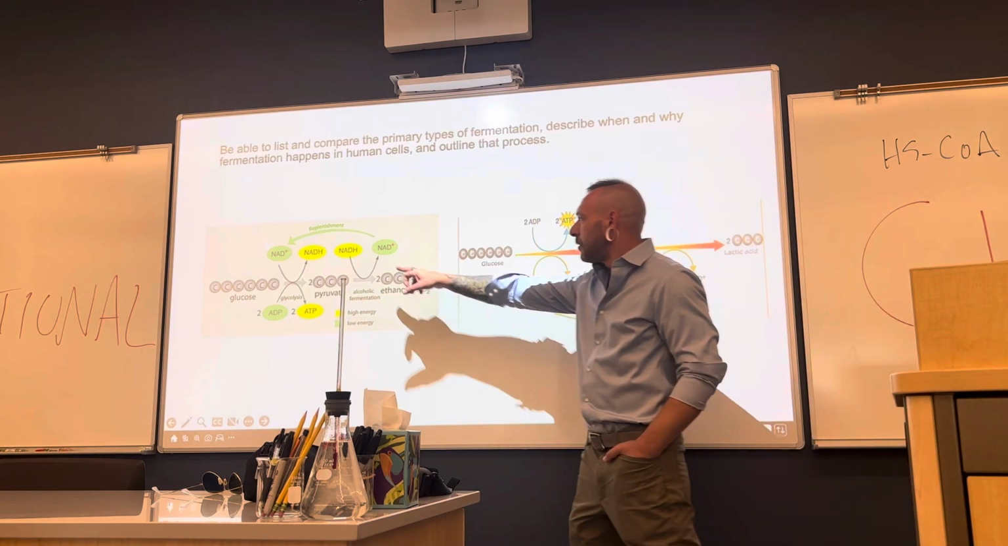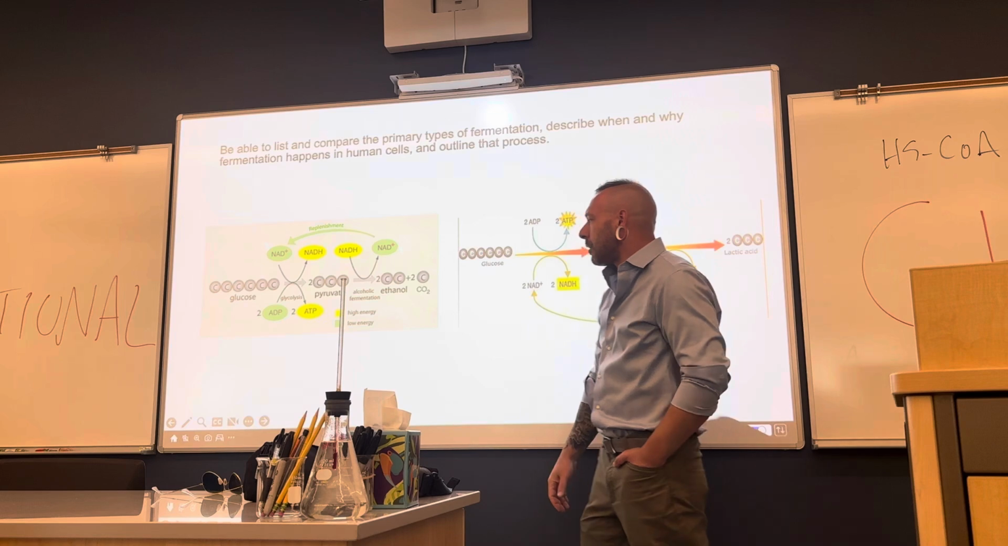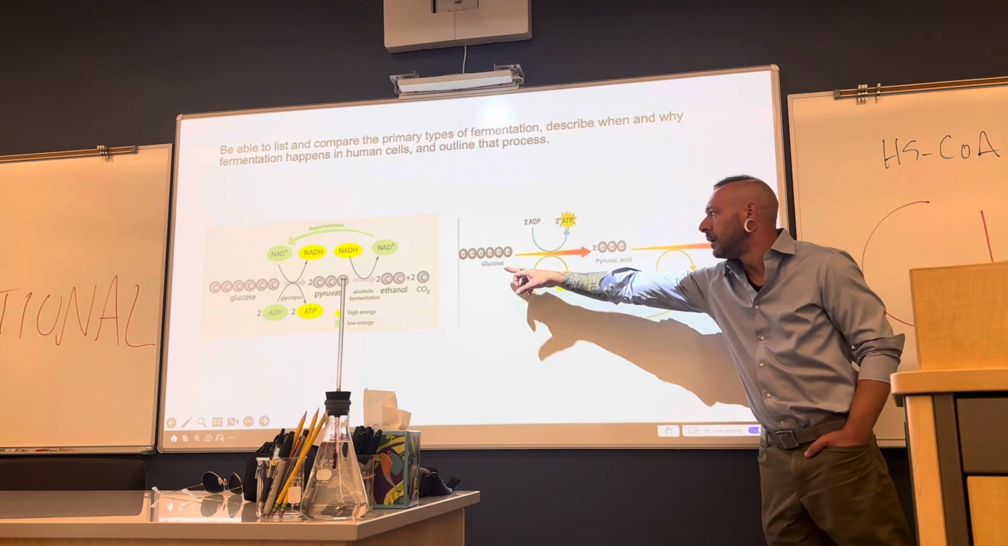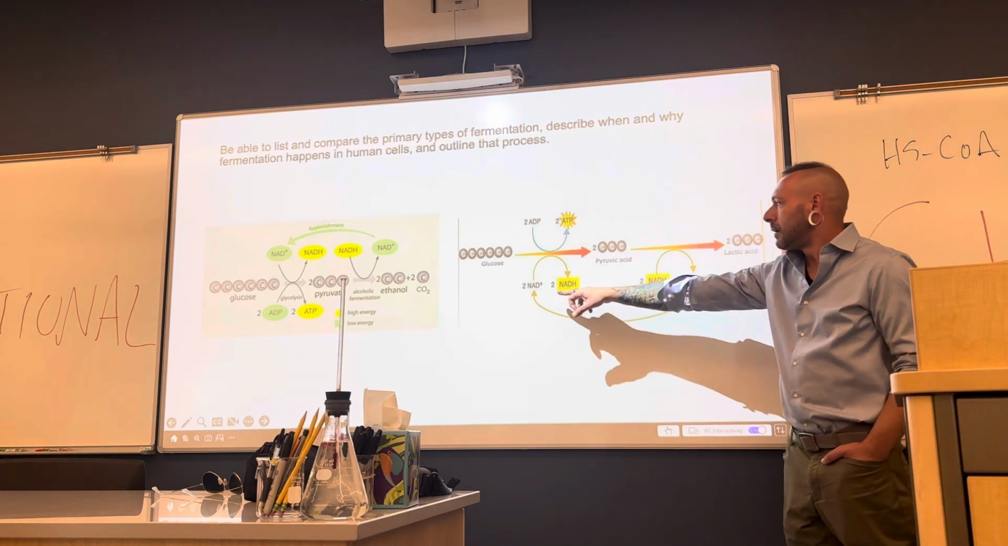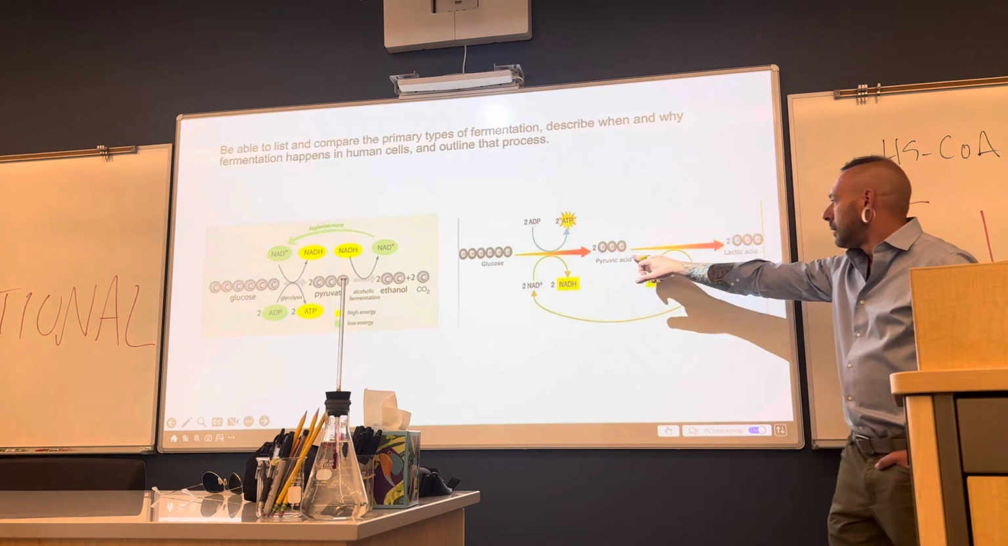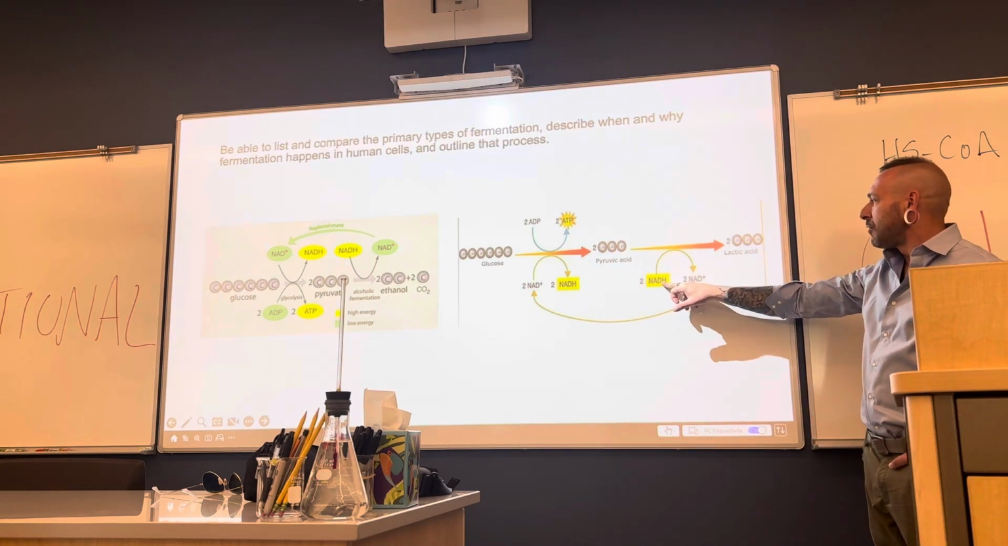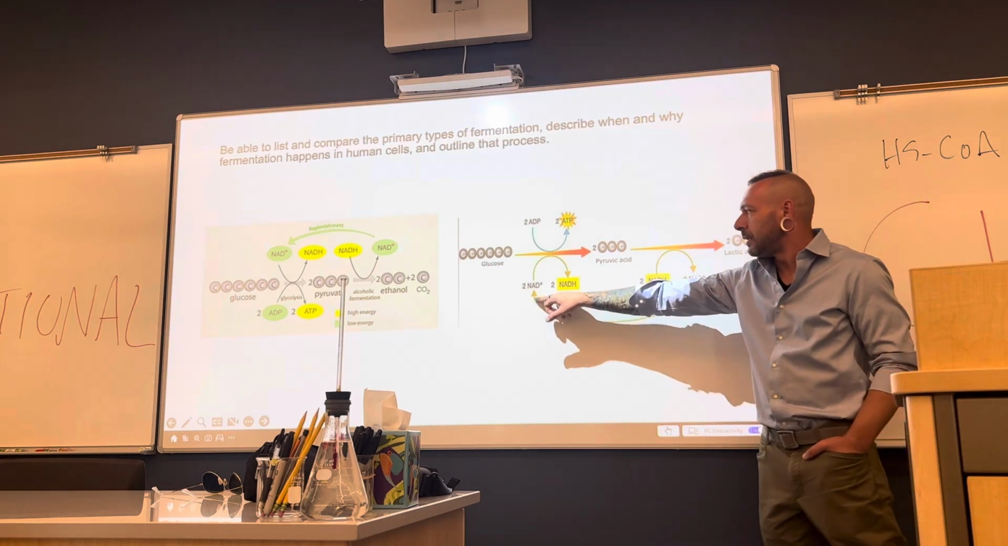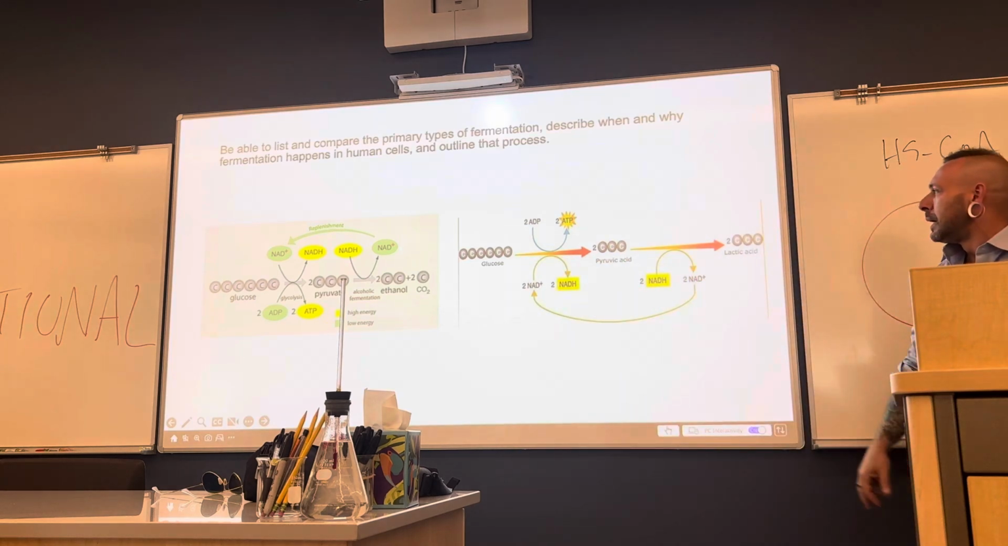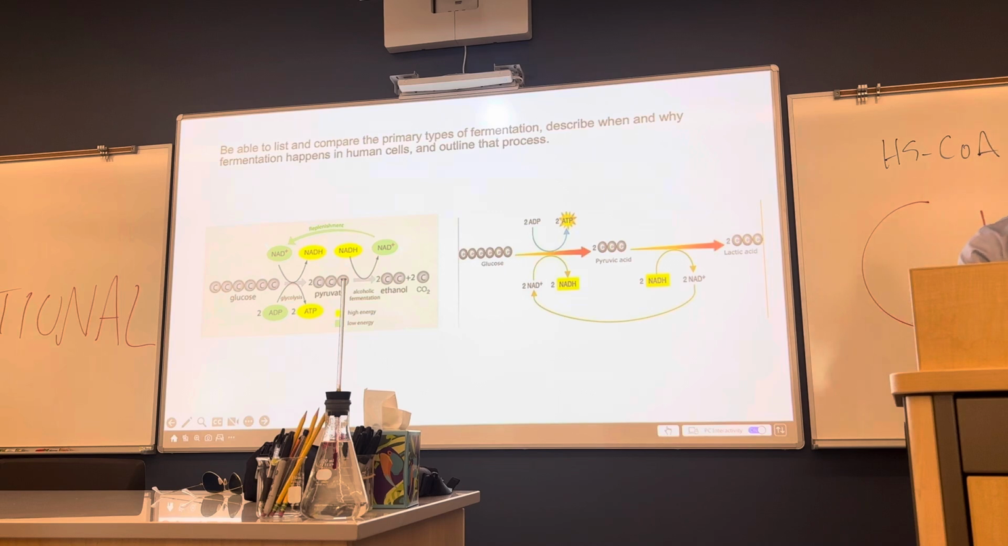Those electrons are given back to pyruvate to create ethanol in alcohol fermentation. Same thing here: glucose to pyruvate generates NADH. Pyruvate gets those electrons back from NADH, thereby giving us our NAD plus, so we can keep on doing glycolysis, and we have lactic acid as the result. Two common types of fermentation. This one over here, the one that humans do, just so we can keep glycolysis going.